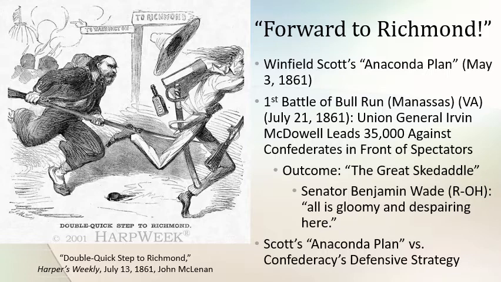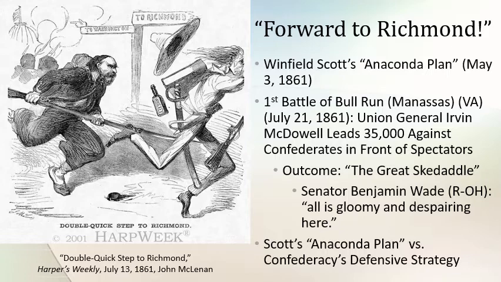But nonetheless, the Union loss shocked Northerners, who again were all about "forward to Richmond, forward to Richmond." This was going to be a quick and decisive battle, the war was going to be over, and the North was going to be victorious. As evidence of this shock, a Republican senator from Ohio by the name of Benjamin Wade wrote that, quote, "all is gloomy and despairing here." Clearly, Northerners were feeling terrible that this idea of forward to Richmond was not going to happen.